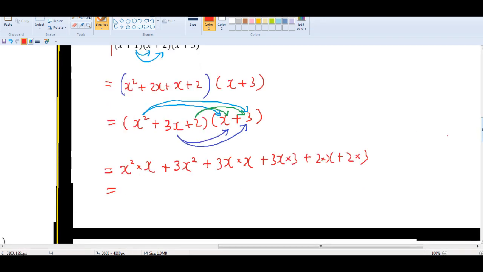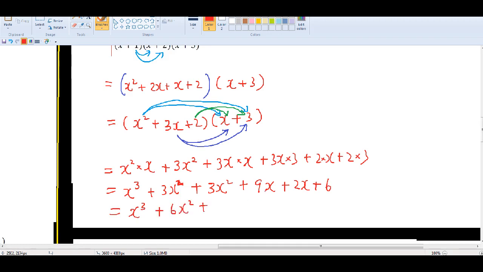Then you just simplify them. x squared times x is x cubed, plus 3x squared, and 3x times x is 3x squared, plus 3x times 3, 9x, plus 2x, plus 6. Can we just add them up? 3 plus 3 is 6x squared, 9 plus 2 is 11x.